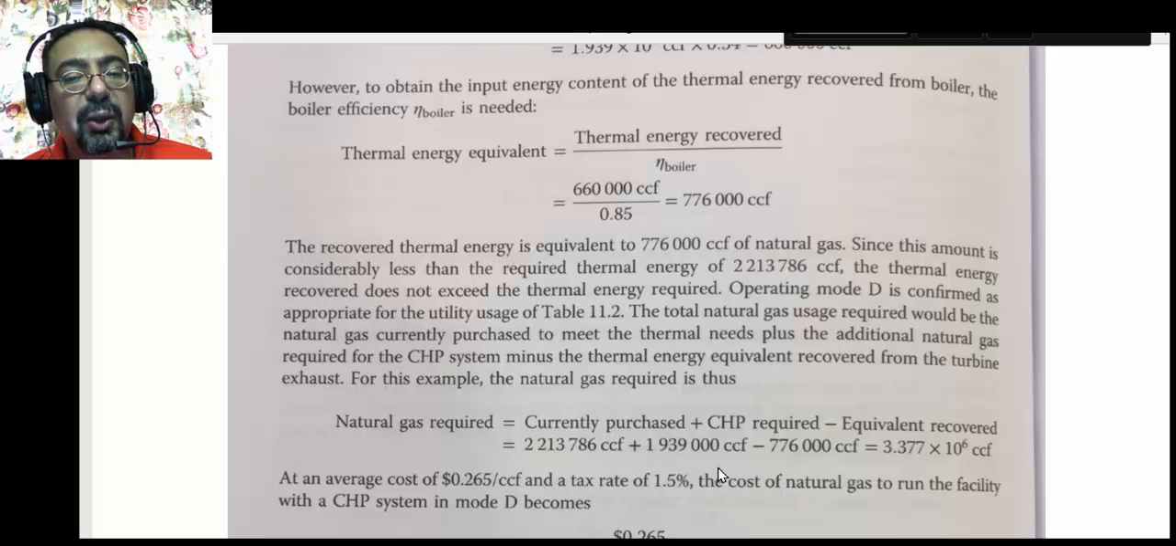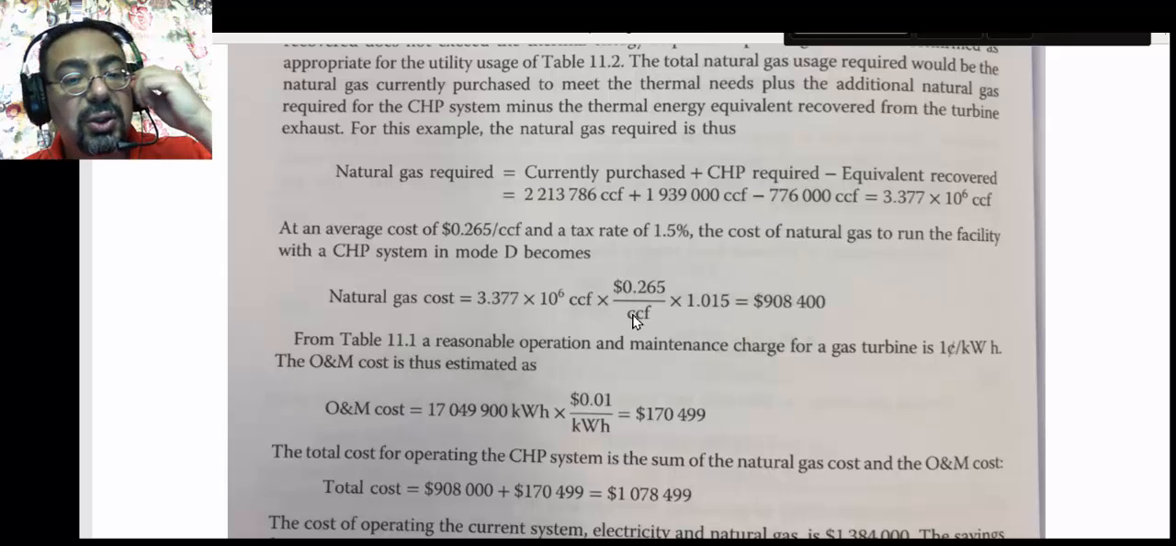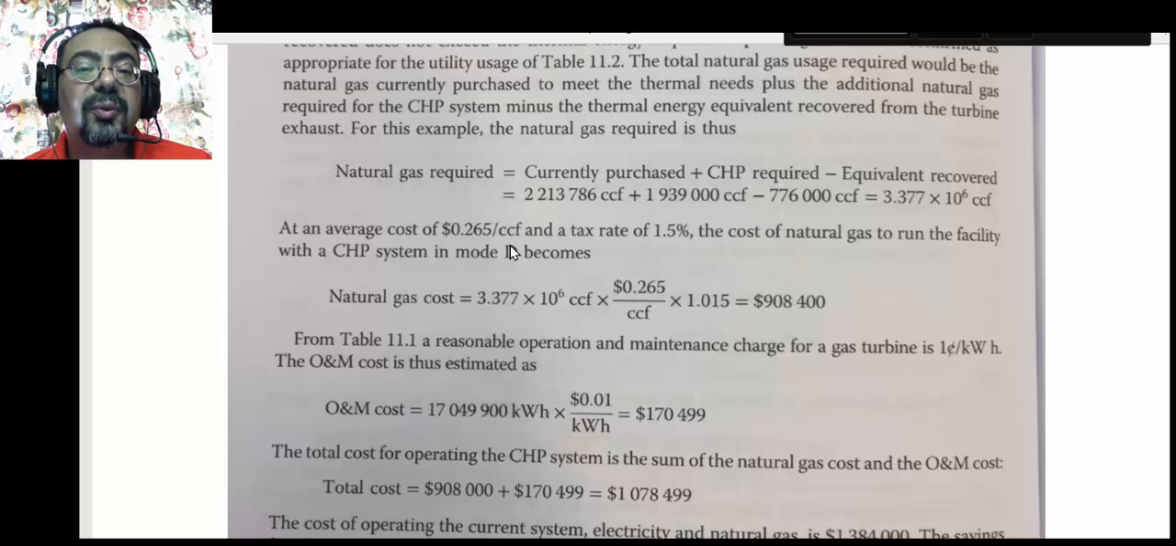Of course, by doing this, I have to pay for the turbine cycle, right? But the saving that we are making will end up paying for it over the year. So you can see over here he's now calculating the natural gas cost. All this natural gas he's buying, here is the cost. He's using 26 cents per CCF, adding 1.5 sales tax.